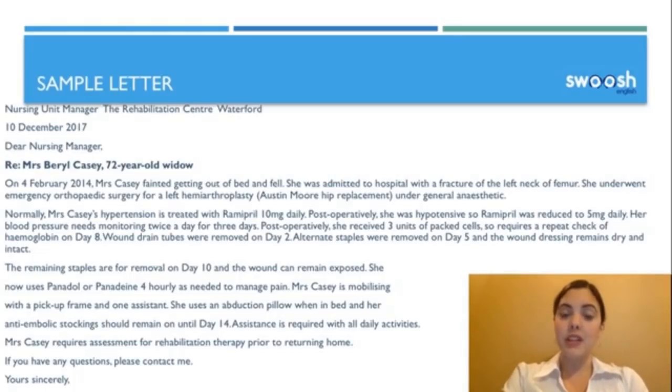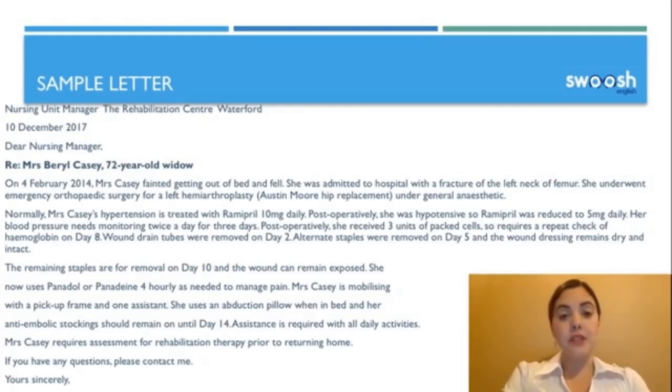Nursing Unit Manager, the Rehabilitation Centre, Waterford. So straight off we've got our address, it clearly is a letter, 10th of December 2017. These are stylistic features that all English letters would have, which is very essential to include. Dear Nursing Manager, the person we're addressing it to, and Re Mrs. Beryl Casey, 72-year-old widow. Straight away we have the subject of the letter.